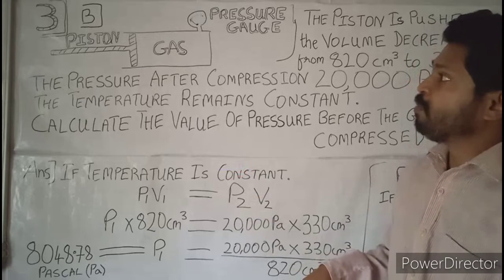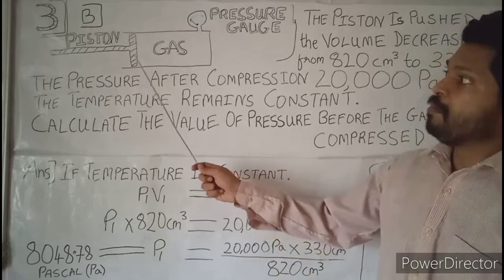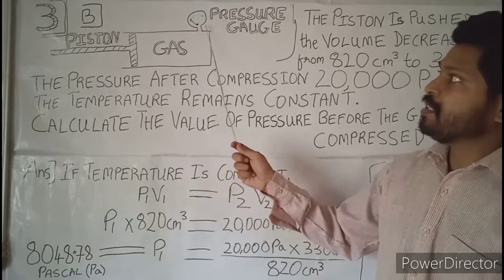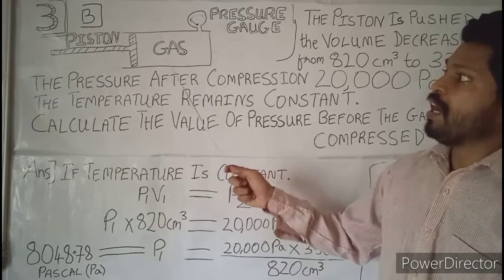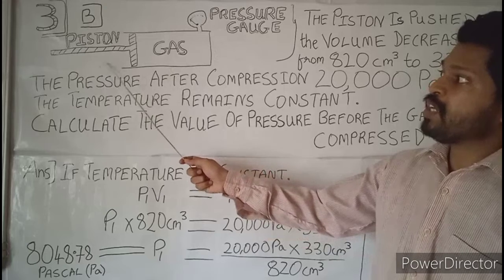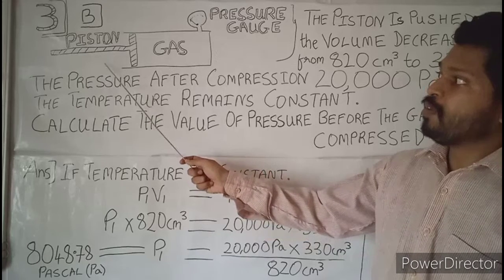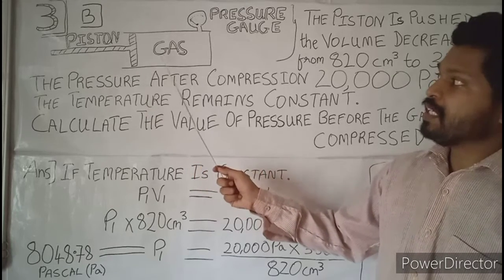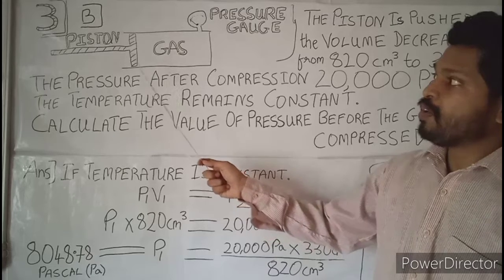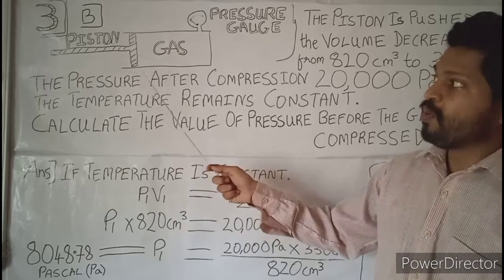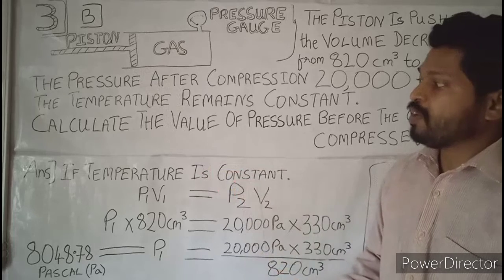So let me give you a brief once again. So this is a piston and there is a gas. This is a pressure gauge, and now this is the initial position where, without compression, the gas is there inside. So they want us to calculate the pressure before compression. So that is what they want.